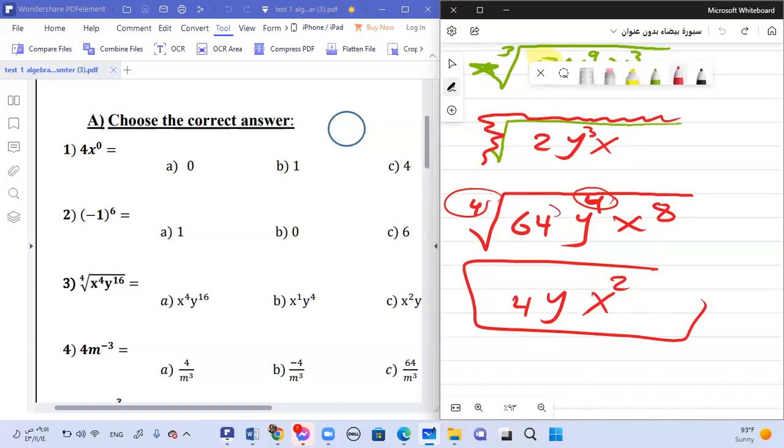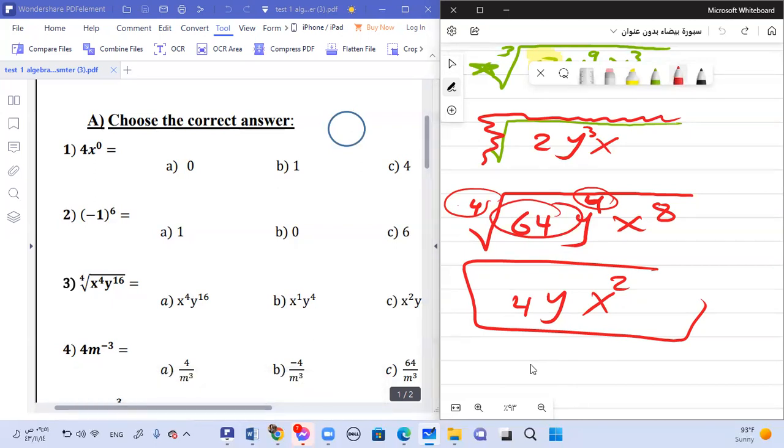Which number multiplied by itself 4 times gives me 64? Okay, if we don't understand this idea, try in the exam. 2 multiplied by 2 multiplied by 2 multiplied by 2. Okay, 2 multiplied by 2 is 4, multiplied by 2 is 8, multiplied by 2 is 16. But 4 multiplied by 4, okay, 64.